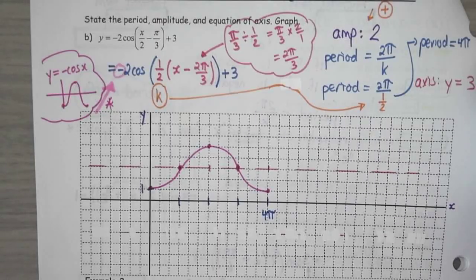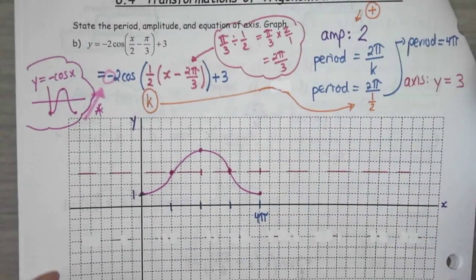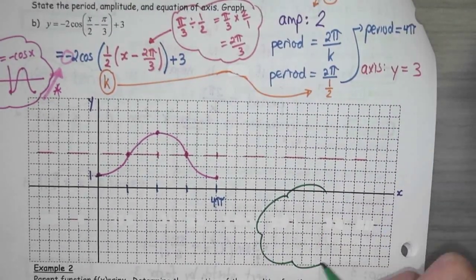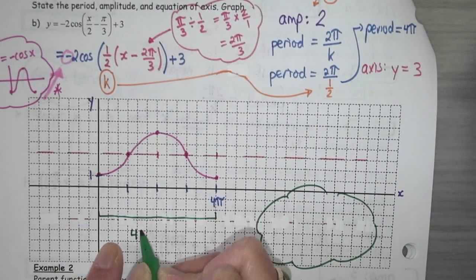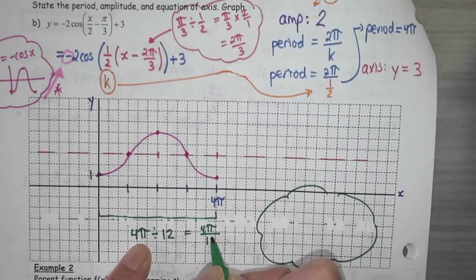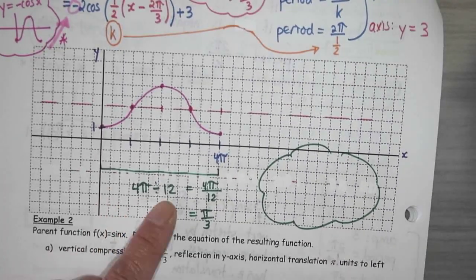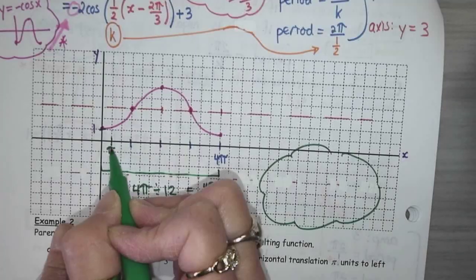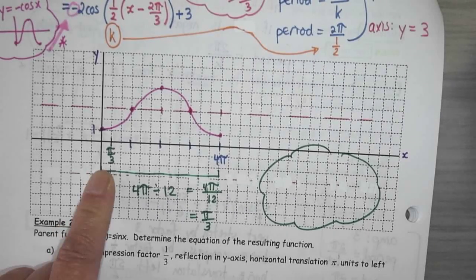I want to do one more with the translation. The translation is going to be 2 pi over 3. I'm going to do this in a little bubble over here. So this is 4 pi, and again, you don't have to show this. This is 4 pi divided by 12, which is pi over 3. So every square is pi over 3.